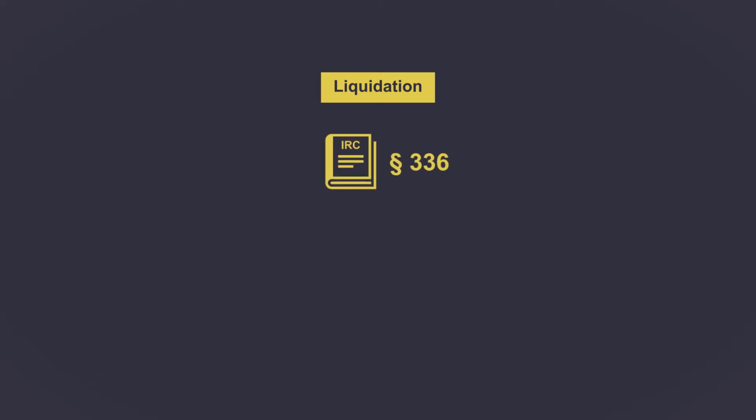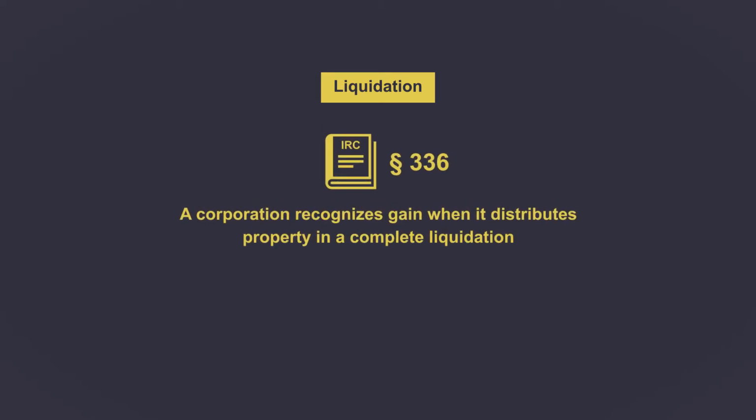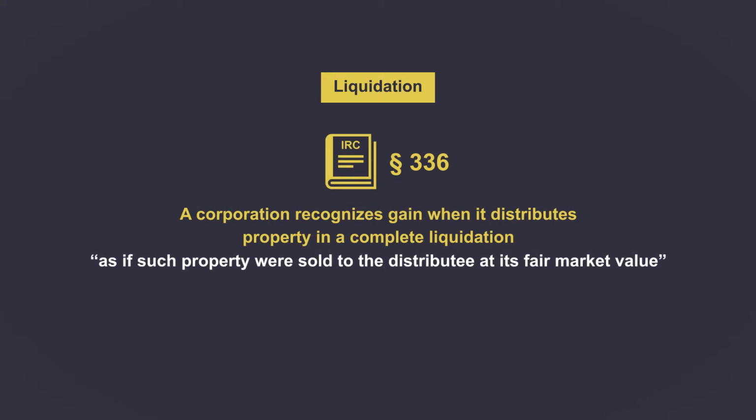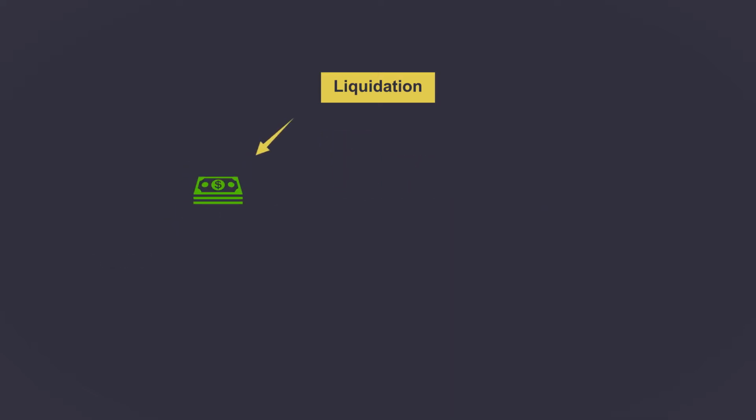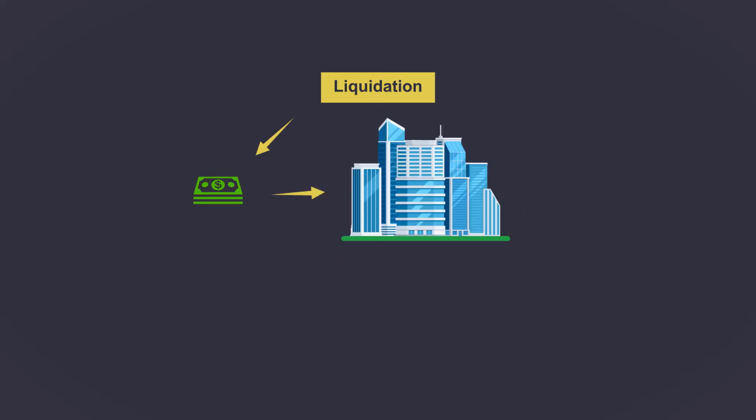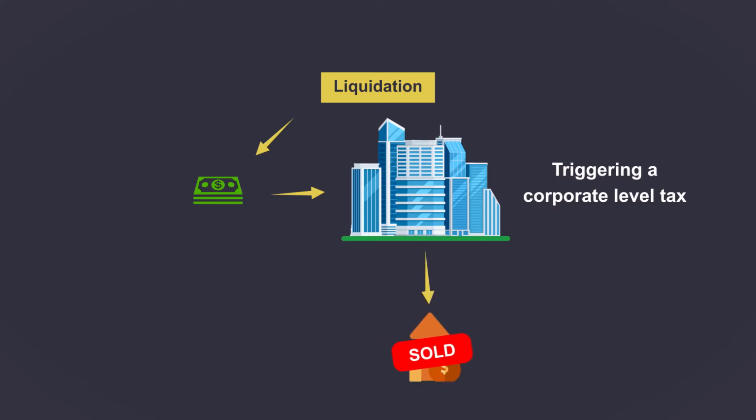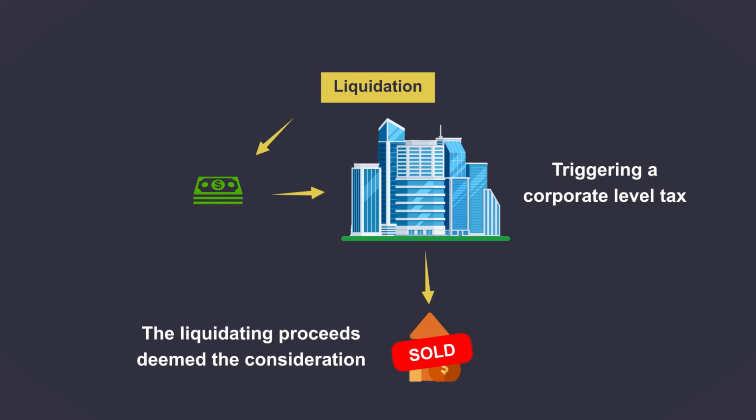Under Section 336, a corporation recognizes gain when it distributes property in a complete liquidation, as if such property were sold to the distributee at its fair market value. Thus, any gain inherent in the liquidating corporation's assets is first recognized by the corporation itself, triggering a corporate-level tax. Thereafter, under Section 331, shareholders are deemed to have sold their stock in a liquidation, with the liquidating proceeds deemed the consideration. Once again, double taxation.